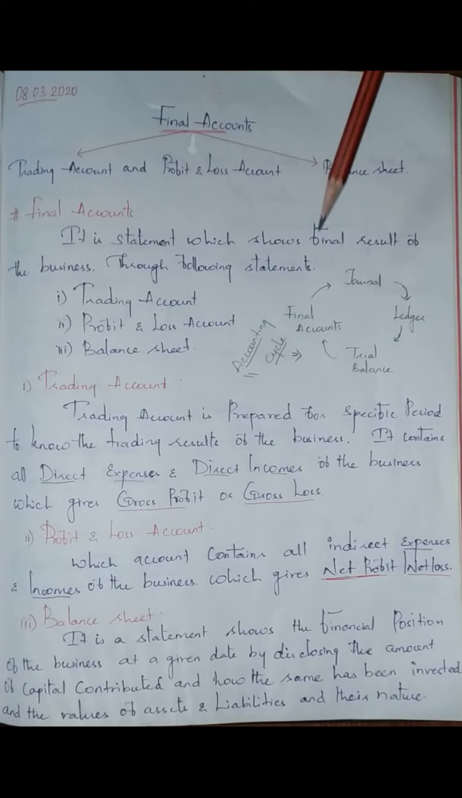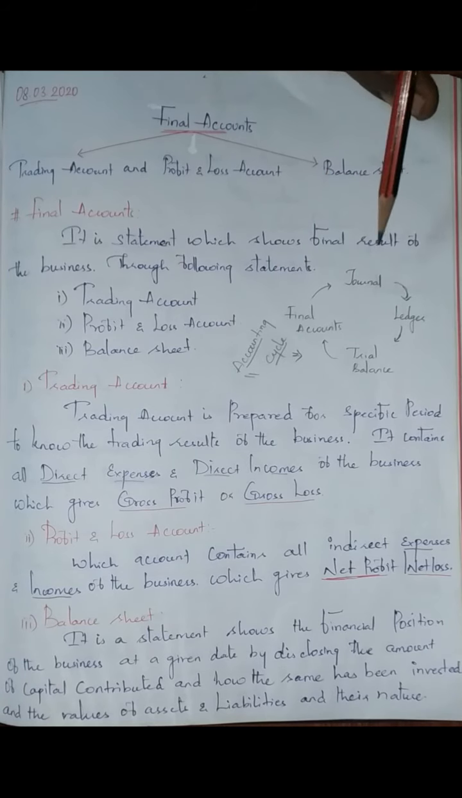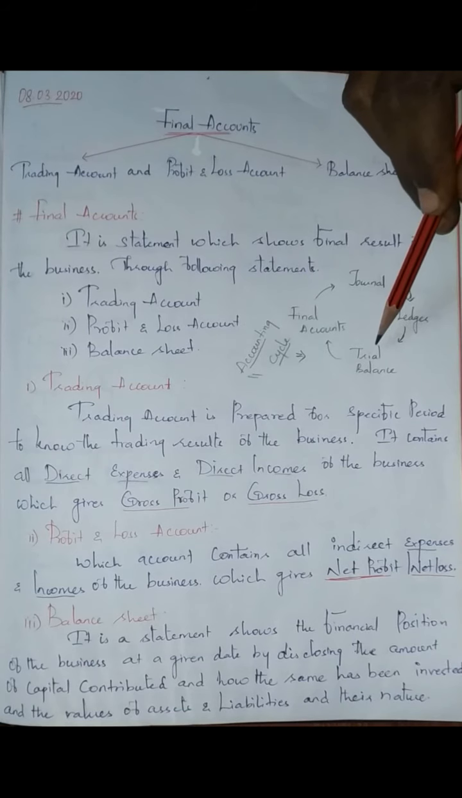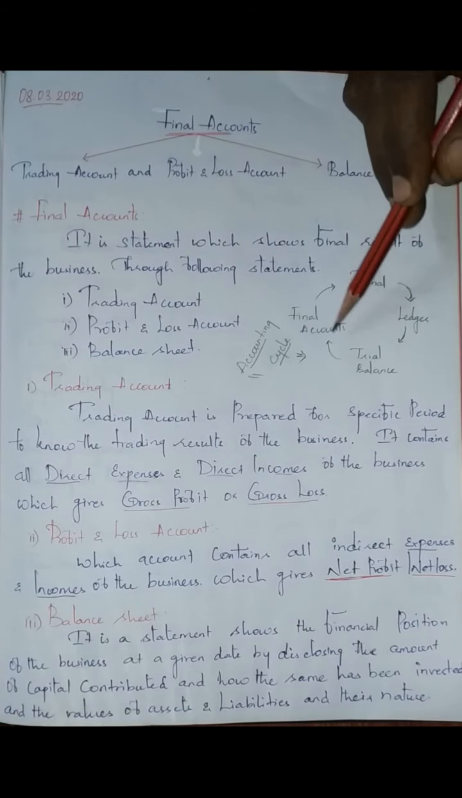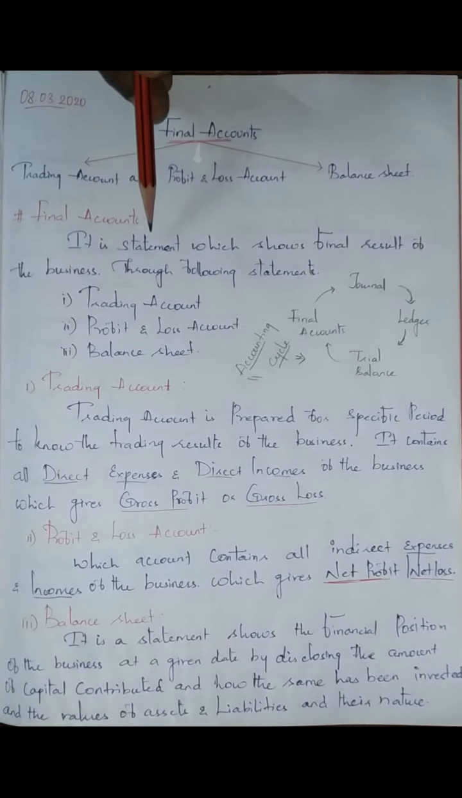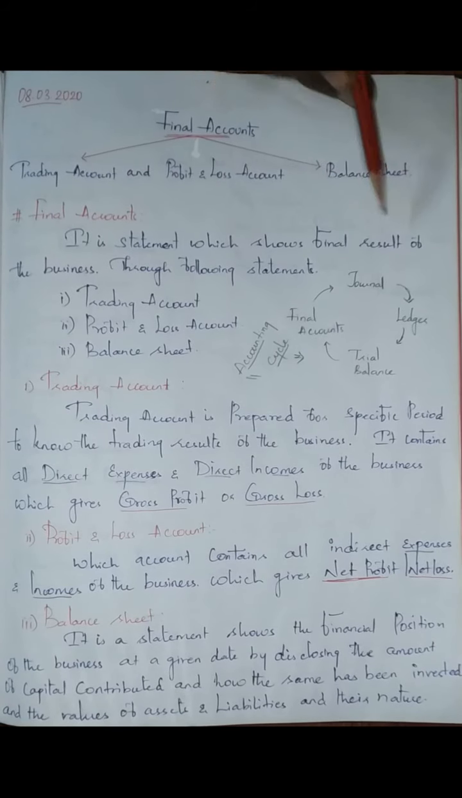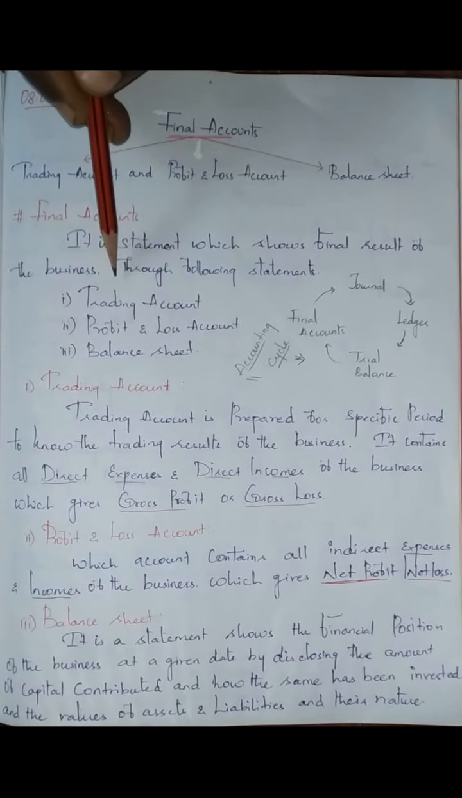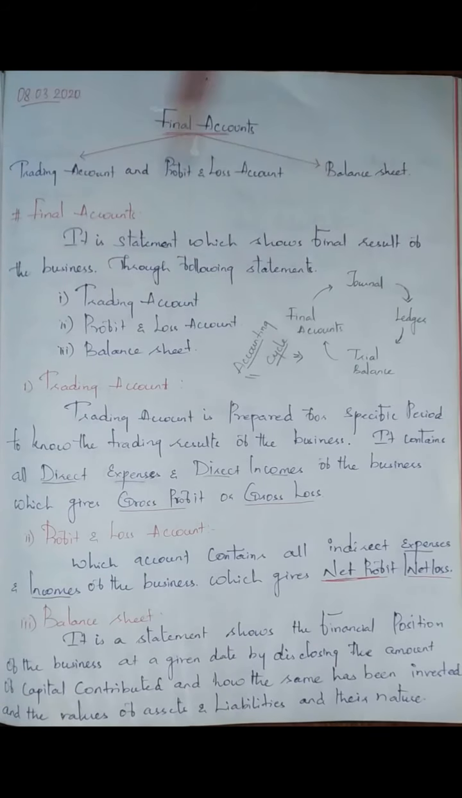Today we are going to talk about final accounts. It is the final cycle of the accounting cycle. The first step is the journal, after that the ledger, and then getting the trial balance. After finding and rectifying any errors, we have to prepare the final accounts. Hence, the final accounts is a statement which shows the final result of the business through the following statements: the trading account, the profit and loss account, and the balance sheet.